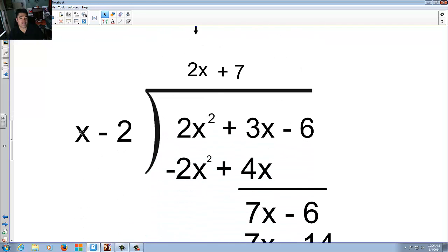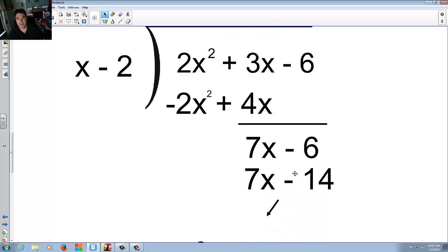And then we're going to times by 7 to get 7x. 7 times x is 7x. 7 times negative 2 is actually negative 14. Very good. And we're going to be flipping the signs, remember, so it's negative and positive. It's going to be positive 14. So negative 6 plus 14 is going to be plus 8.